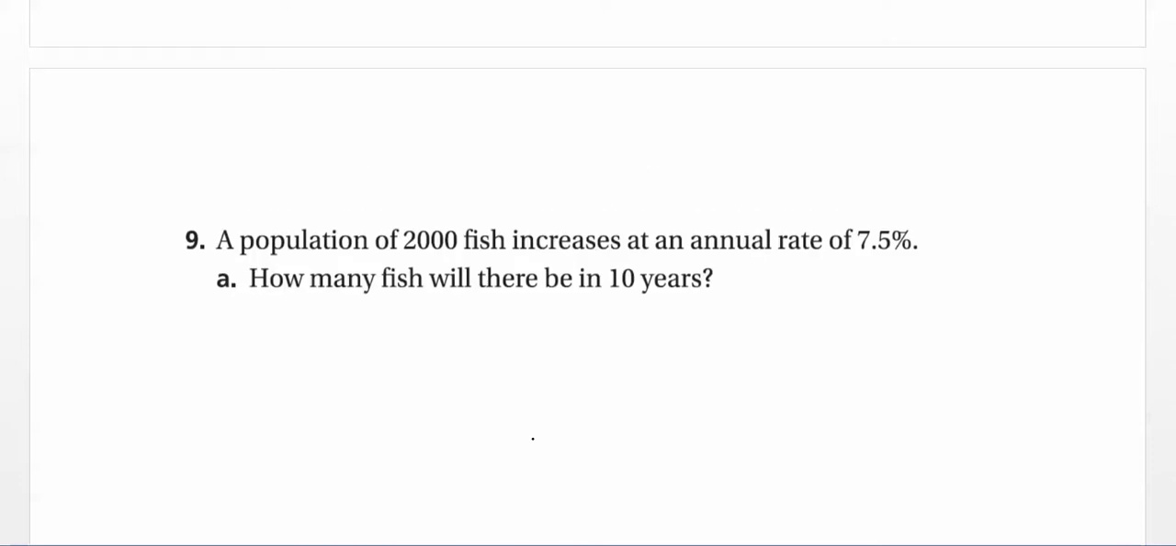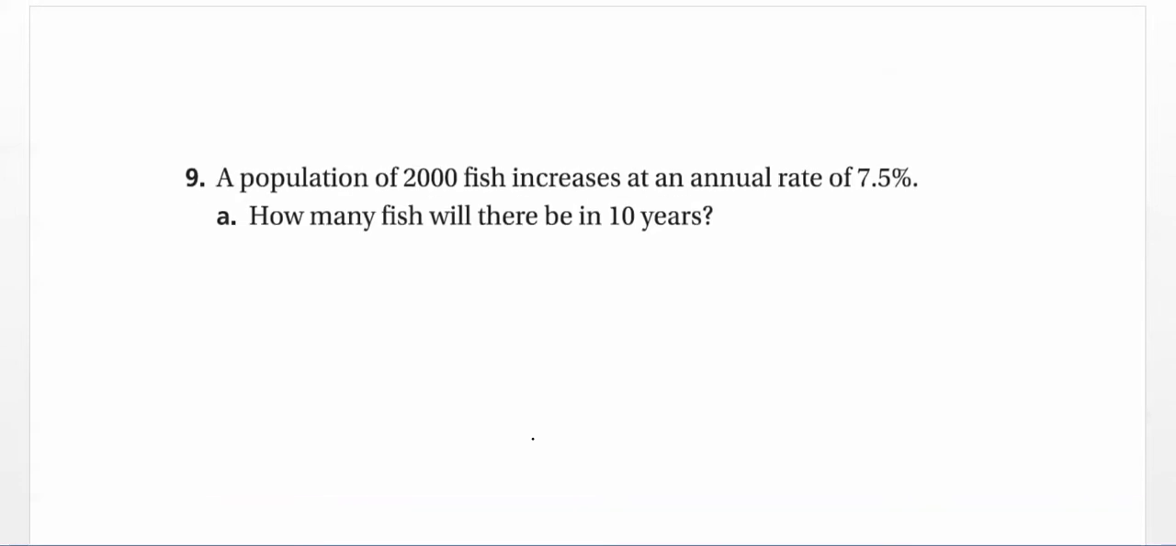Okay, we skipped 8, and on number 9, I don't want you to worry about part B. We're just going to look at part A. It says a population of 2,000 fish increases at an annual rate of 7.5%.